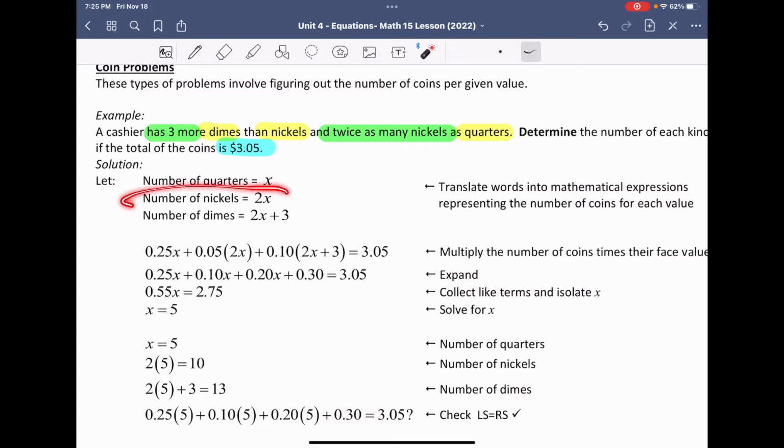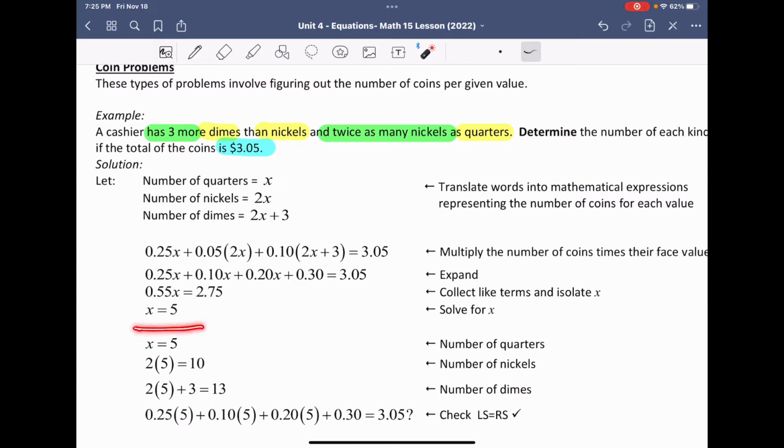We have our nickels, which is 2X times the value of a nickel. And then we have the value of a dime times the number of dimes, and that should sum to make $3.05. We add our like X terms here. So we have here, here, here. These are going to combine to make 0.55 or 55 cents. We then take our 0.3 left over and move it to the other side, giving us $2.75. And if I divide both sides by 0.55 or 55 cents, I will get an X value of 5.